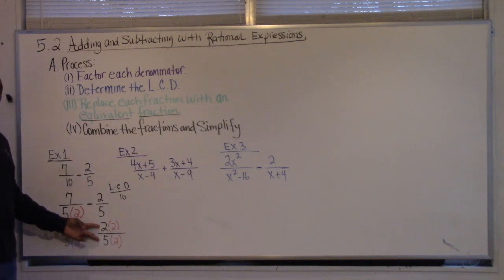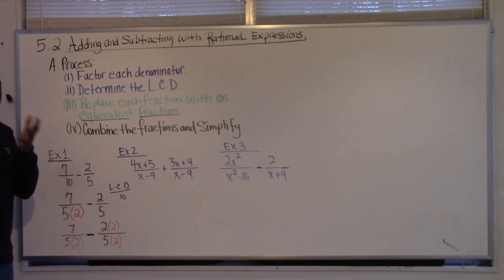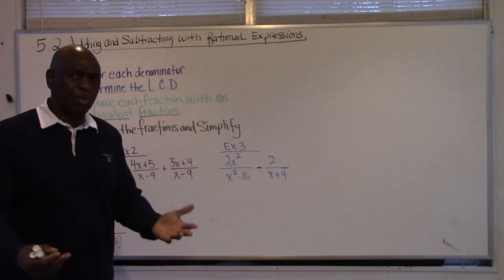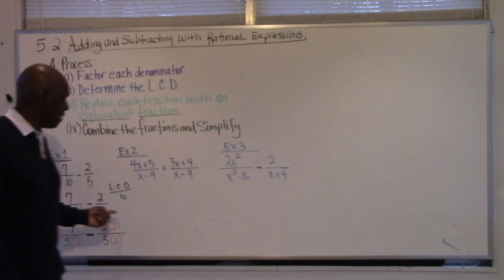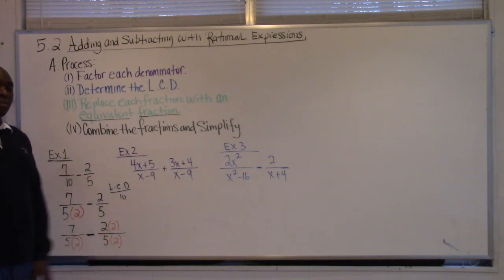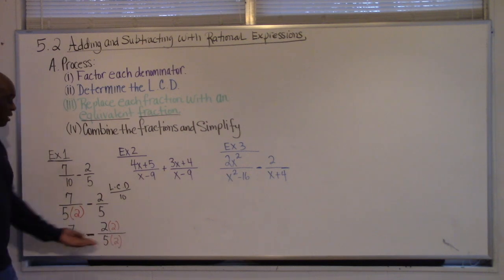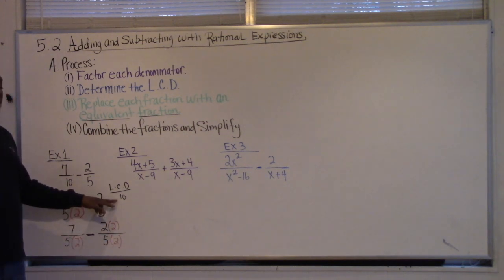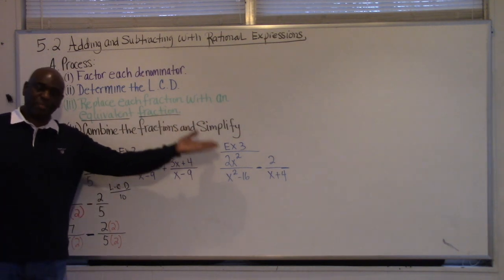This fraction is the same as this one because 1 is what we call the multiplicative identity. If you multiply any expression by 1, it does not change its value. And so 2 divided by 2 is 1. So you're multiplying 2/5 by 1. And that's going to give us our least common denominator of what? 10. Once we do that, combine the fractions and simplify.